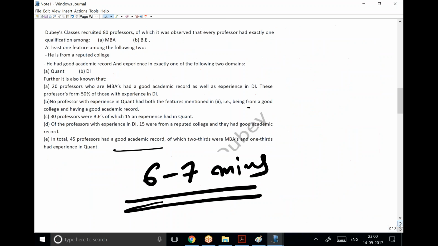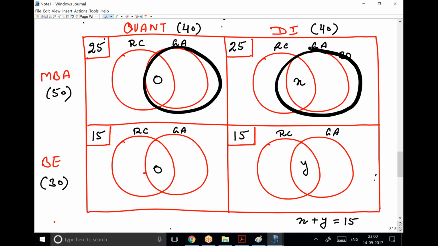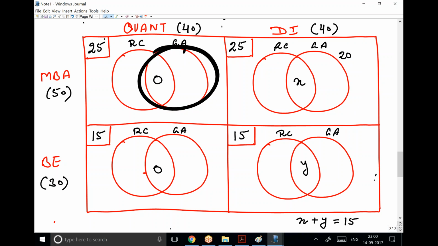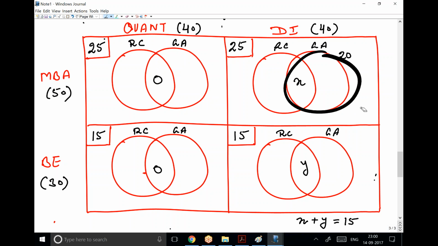But if you read the information further, they are saying 2/3 were MBA. That means 2/3 of 45 comes out to be 30. 30 of them are MBA. That means, in a better way we can say, these two summation is equal to 30, which is given to us. These two circles, MBA and good academic record, are given to us as 2/3 of 45, which comes out to be 30. Out of 30, 20 has come here. How much is remaining? 10 is left out. That means 10 will go to this particular circle.